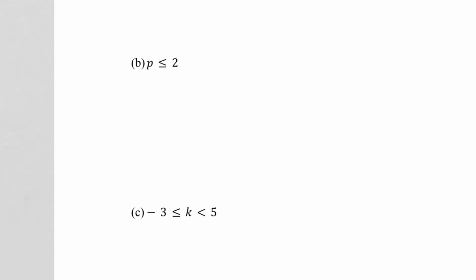Okay, the next part. Some number P is less than or equal to 2. So now our symbol is faced in the other direction. Okay, it's faced like this. And you could kind of see that it looks like an L. That means less than, and we have a line underneath that inequality. That means less than or equal to.